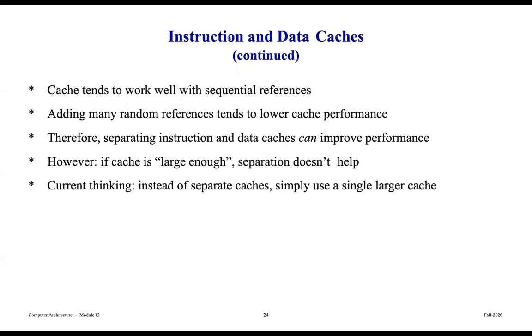Instruction and data cache, we'll continue here. Cache tends to work well with sequential references. Adding many random references tends to slow cache performance. Therefore, separate instruction and data caches can improve performance. However, if a cache is large enough, separation doesn't help. So it can improve, but especially with memory and microelectronics becoming more and more affordable, maybe we can just defeat that by having a large enough cache. So the current thinking is that instead of separate caches, simply use a single larger cache.